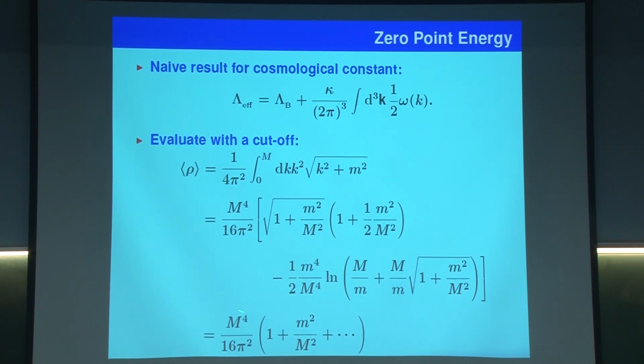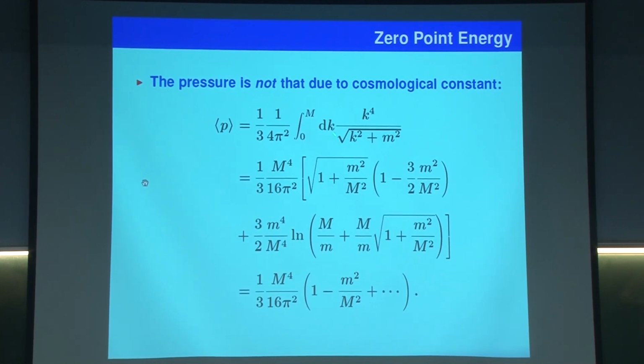Then what you will find is there is an m to the 4 upon 16 pi square, and the first leading order correction is some 1 plus m square upon capital M square. So, the 0th order contribution does seem to go as the 4th power of the cutoff mass, which is what you would have naively expected if you do a d3k integral over a square root of k square plus m square. Now, you do exactly the same calculation with pressure. So, pressure, your omega comes in the denominator, and there is a k square which was here, and then d3k will give you another k square. So, it is k4.